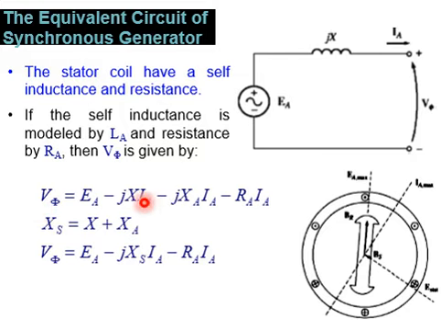But we know there are two inductances. In the self-inductance we have X of A, and another reactance is X. So we can combine them together and give them a name X of S, which is equal to X plus X of A. By taking I of A common, we can write something like this, and substituting this X of S, V of phi would be equal to E of A minus J X of S IA minus RA IA.